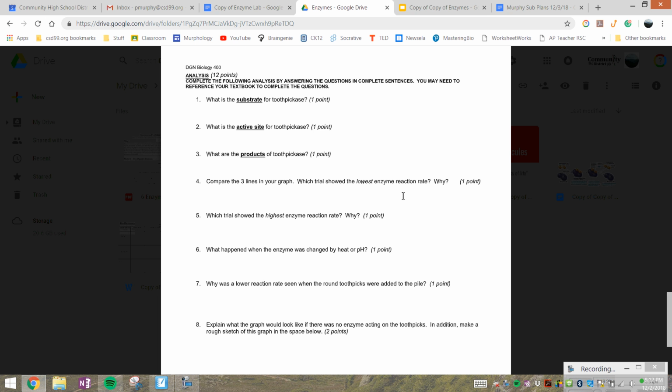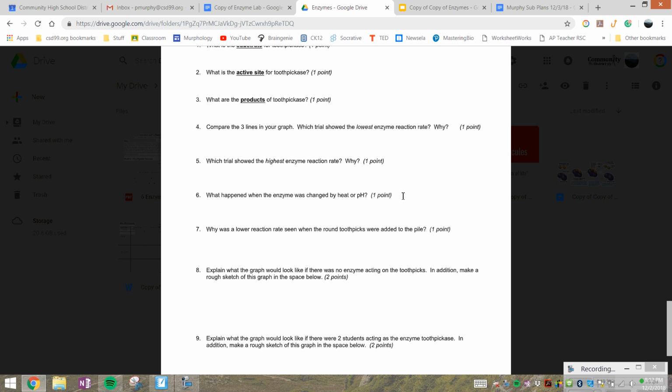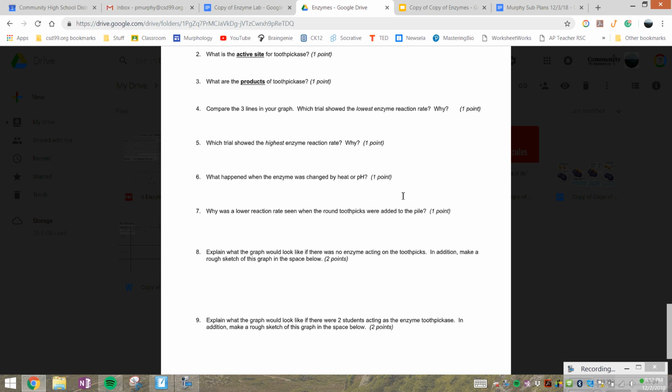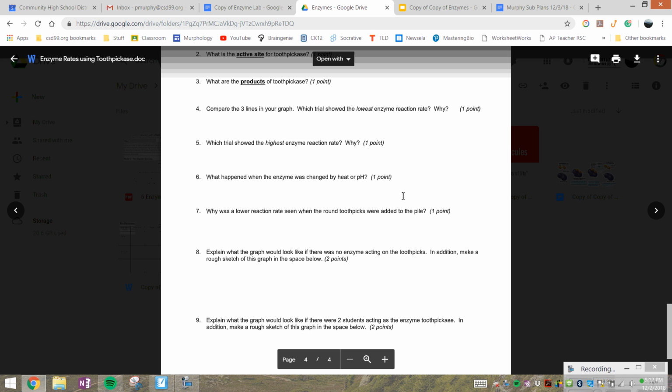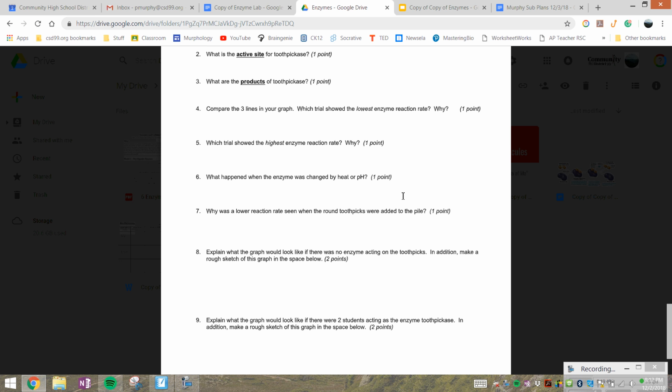If you then think about these questions below, they shouldn't be too hard. You're thinking about which reactions have the highest and lowest enzymatic reaction rate. So it just means in which trials were you fast at breaking down the toothpicks and which trials were you slow. The highest reaction rate is probably going to be the trial with no inhibition or no denaturing. So trial 1, where you could just break the toothpicks, right?